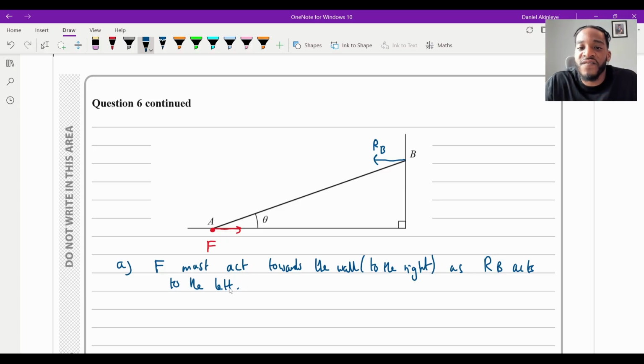Another way I like to think of it is logically. The moment it's not in equilibrium and this starts to move, this part of the rod will go downwards due to gravity, meaning that this part A will go that way. And if it goes that way, the friction will have to go in the opposite direction, because friction opposes motion. That's another way you can do it as well. So that is that, and that will give you 1 mark for part A.